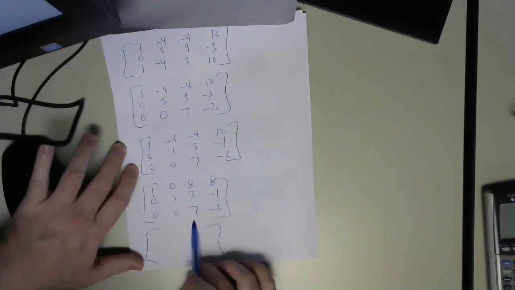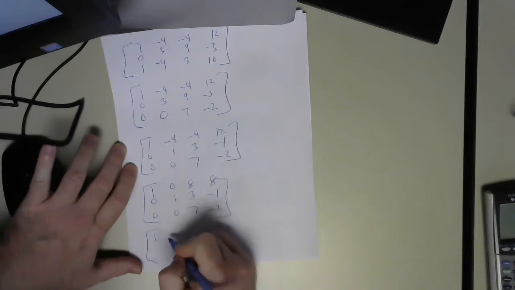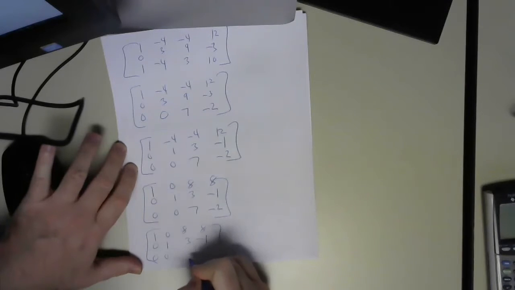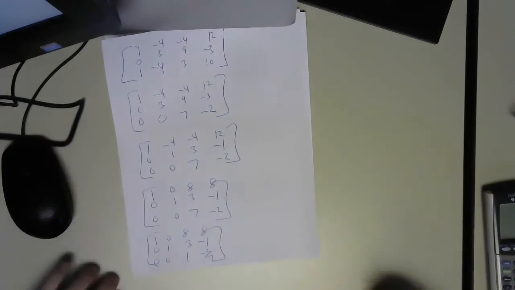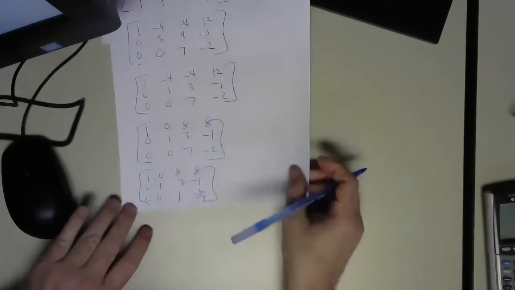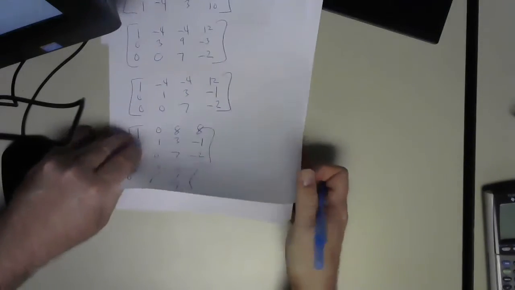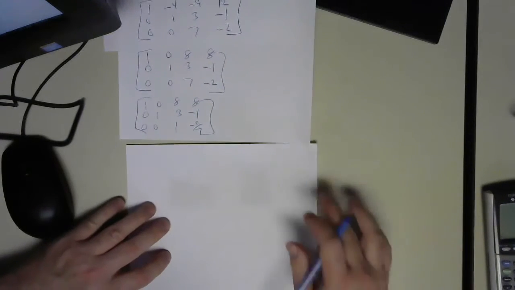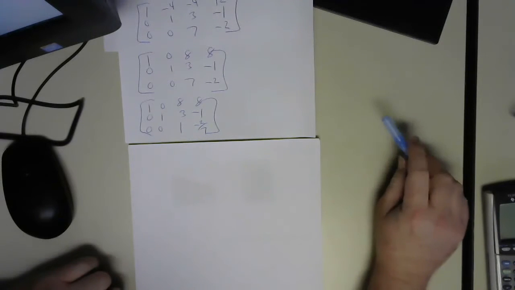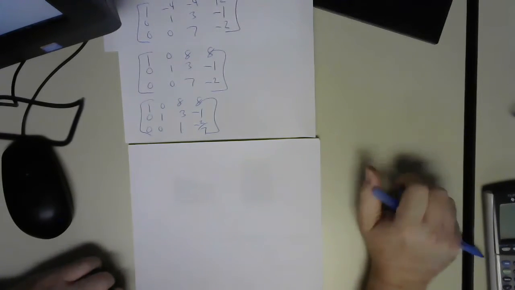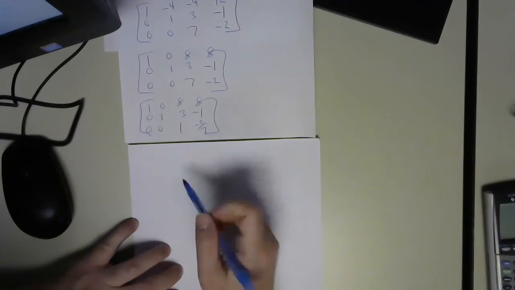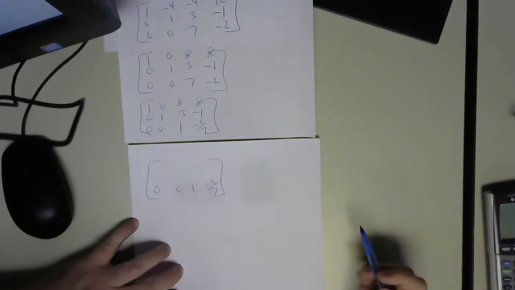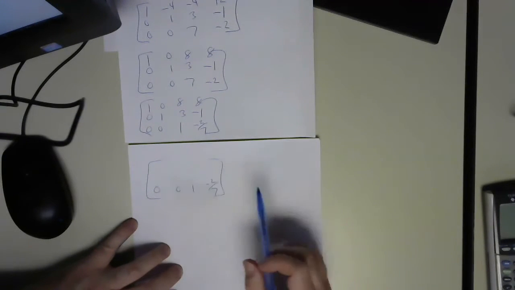So let's work on the third column. So change that 7 to a 1, by dividing the third row by 7. Okay. All right. So now let's change that 3 to a 0. And I can do that by multiplying the third row by negative 3 and adding it to the second row.